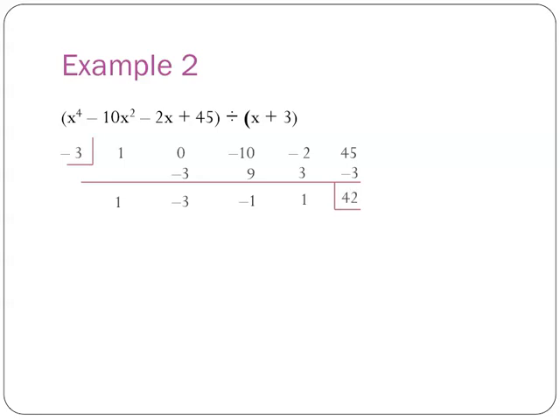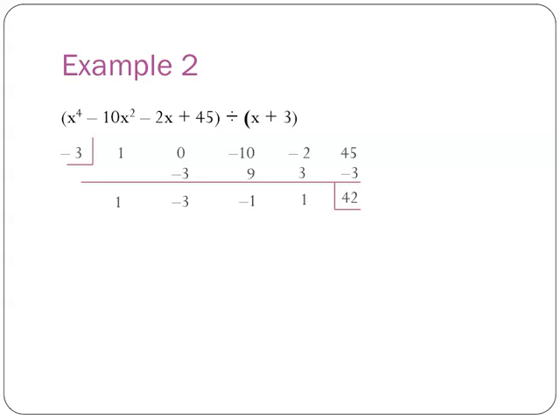Now, we're not quite done yet. Remember, this is just the shorthand method. So what we need to do is convert this back into a polynomial. So we take our numbers here at the bottom, 1, negative 3, negative 1, 1. And what we're going to do is start with 1 degree less than what we started with. So we started with x to the fourth. Because we're dividing by a linear factor, x to the degree 1, we're going to go down by 1 degree.